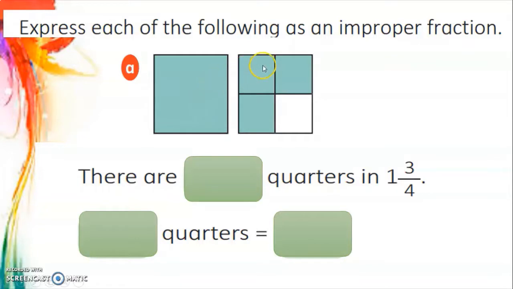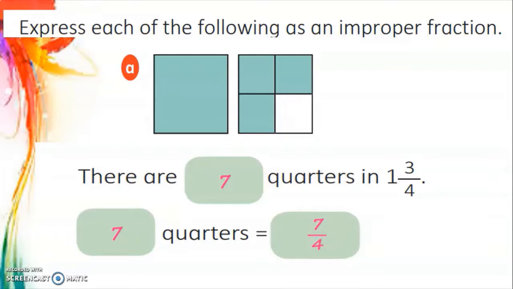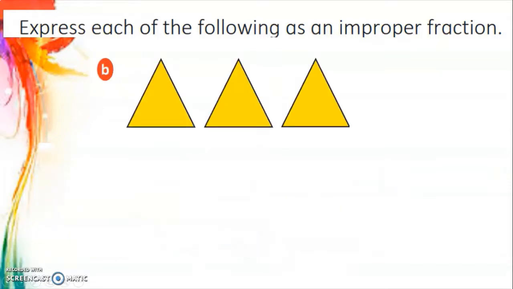So 4, 5, 6, 7. So there are 7 quarters in 1 and 3/4. So 7 quarters. How to write into fraction? Very good. 7 over 4, or you can just read this as 7 quarters. Another example.